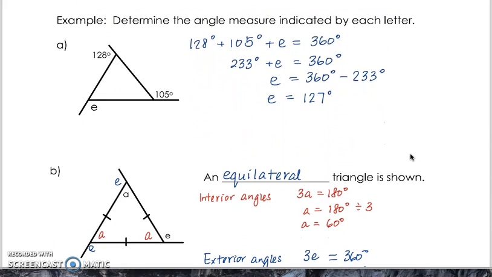With this relationship, if we look at the following example, I have 128 degrees, angle E, and 105 degrees. These three exterior angles will add up to 360 degrees. 128 plus 105 is 233 degrees, plus E is 360. To find the size of angle E, I subtract 233 from 360. That will give me 127.